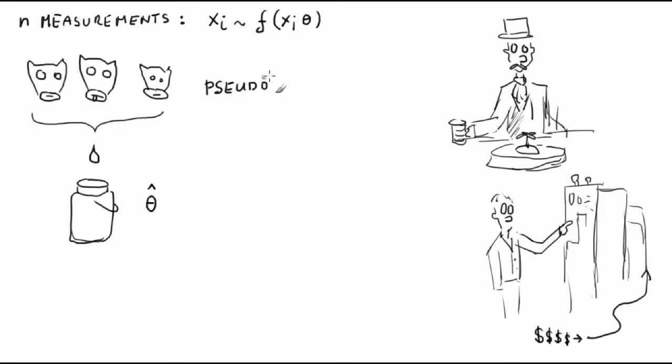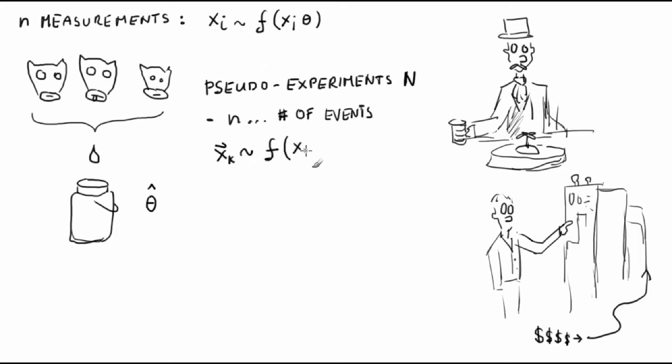Simply, we do a large number of milking pseudo-campaigns. Let's call this number capital N. In each pseudo-campaign, we pseudo-milk the same number of pseudo-cows as was the original number of cows that we really milked. We call the number n. Each pseudo-milking is just a generation of a random number from the probability density function f of x with parameter theta hat. Note that we have to use some concrete numerical value of the parameter theta, obviously, and it's very natural to use our estimate of the parameter.